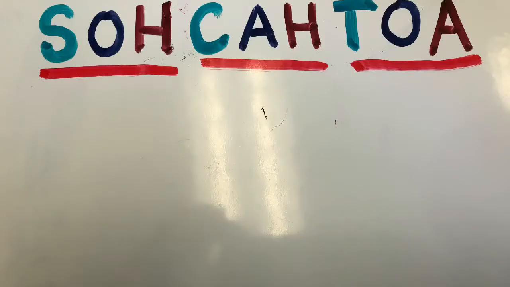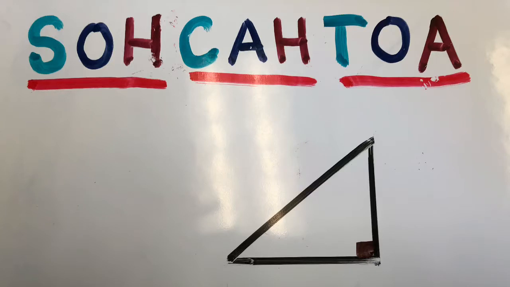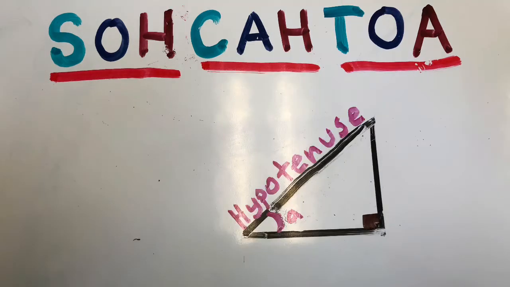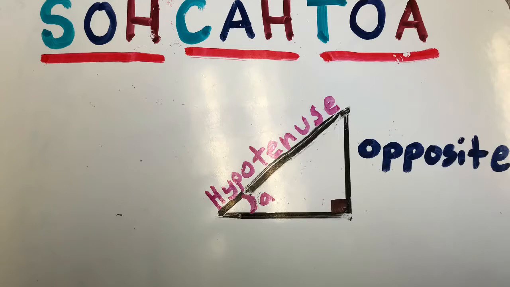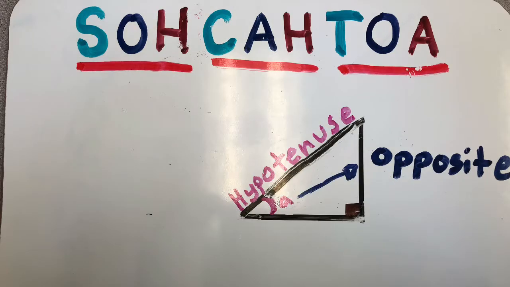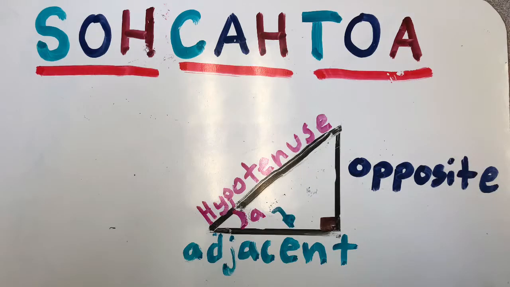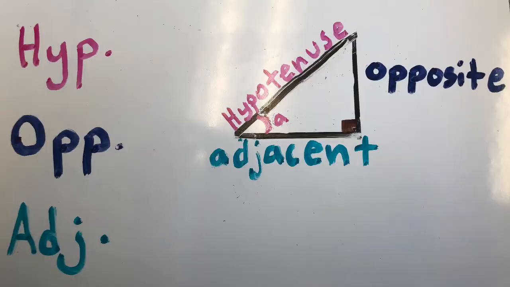SohCahToa is an acronym that will help you remember the trigonometric ratios. Let's imagine a right triangle, and on the triangle there is an angle, A. The longest side is called the hypotenuse. The side across from this angle we're going to call the opposite side. And the side next to the angle that makes up half of it we're going to call the adjacent side. The abbreviations for each side are HYP, OPP, and ADJ.